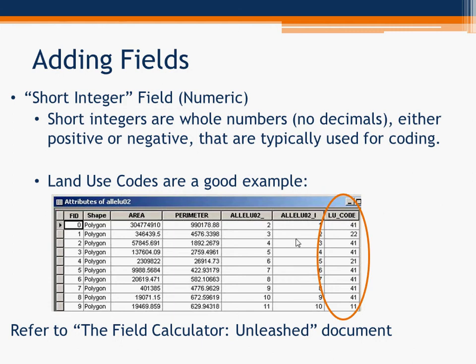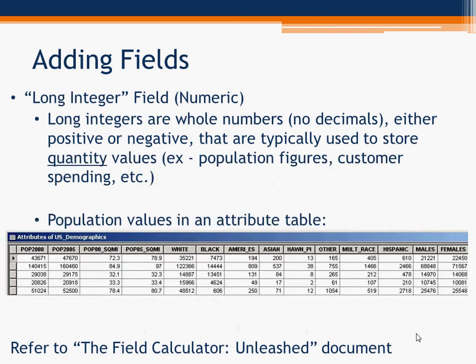So in this case, we're looking at 41s, which are deciduous forest, 22s, which are some sort of agricultural operation, 21s in this case happens to be agriculture that is specifically cropland. And again, those are land use codes, so we're using that short integer value to store coded values. But when we start to decide to store quantities, such as larger numbers, for example, we would use a long integer. And again, those would be whole numbers, no decimals in any of these numbers.